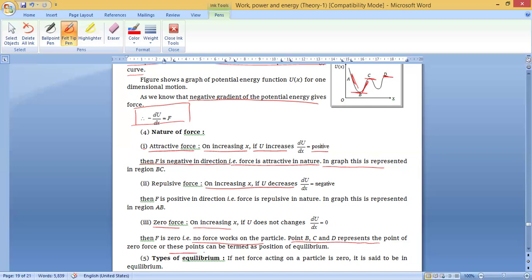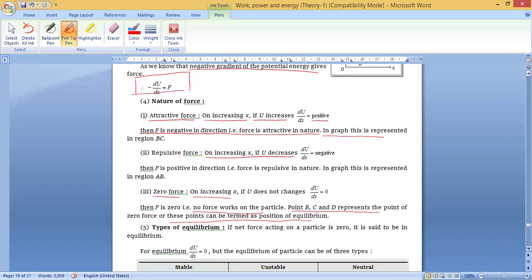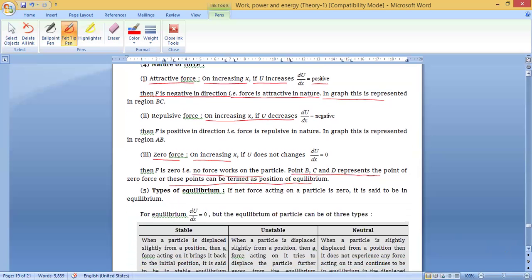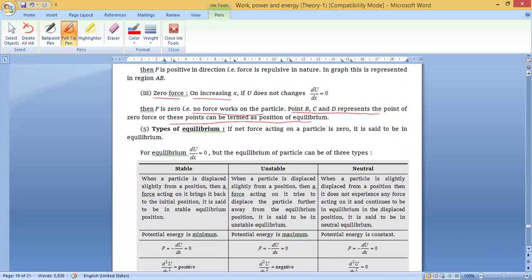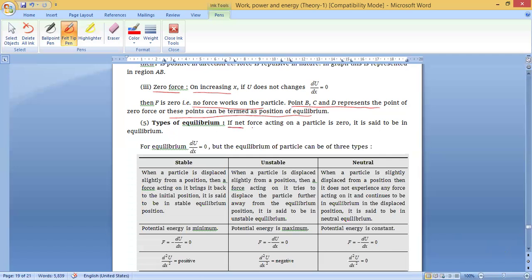This point can be termed a position of equilibrium. So the three points B, C, D indicate positions of equilibrium. Here we take three types of equilibrium, which we have to remember. If the net force acting on a particle is 0, it is said to be in equilibrium. At equilibrium du by dx is equal to 0, but the equilibrium of a particle can be of three types: stable equilibrium, unstable equilibrium, and neutral equilibrium.